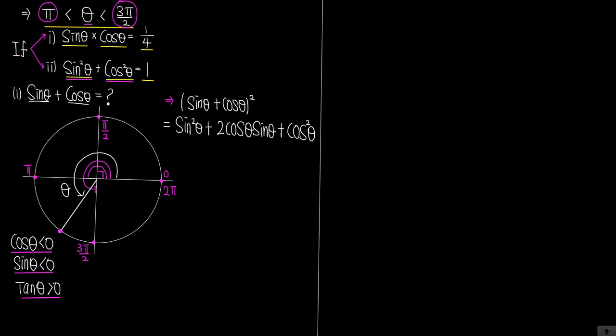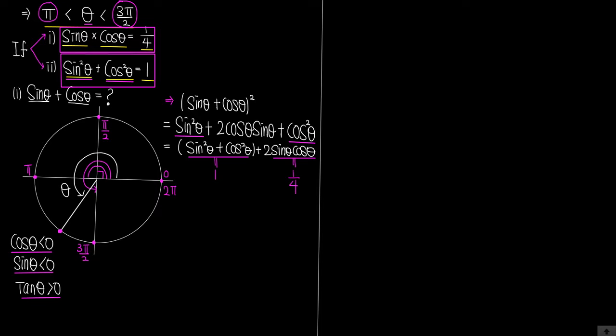If you look at this carefully, there is sine squared theta and cosine squared theta, so you can combine them as sine squared theta plus cosine squared theta plus 2 sine theta cosine theta, which is essentially the same expression we saw above. Using the Pythagorean identity, sine squared theta plus cosine squared theta is equal to positive 1, and using the first given condition where sine theta times cosine theta is equal to 1 over 4, you can substitute sine theta times cosine theta as 1 over 4.